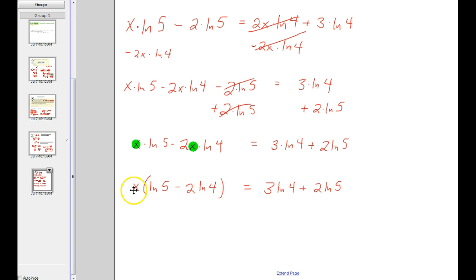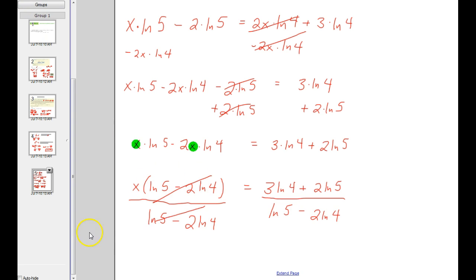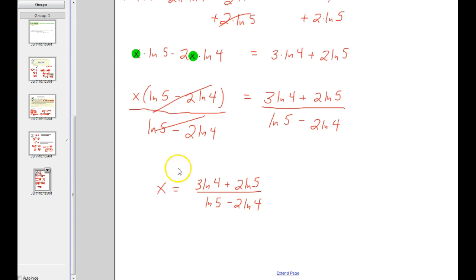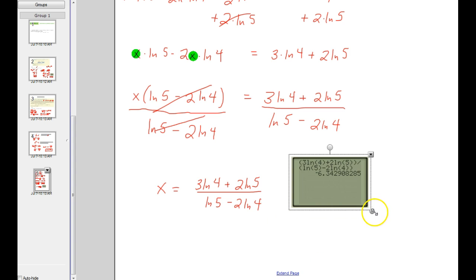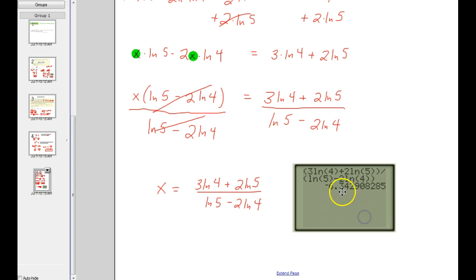And now I only have that one variable, and it's being multiplied by this equal to this other number. So just like if this had been 5x equals 15, I divide both sides by the number in front of x. Same thing, divide both sides by this number being multiplied by x. Alright, and so x equals 3 natural log of 4 plus 2 natural log of 5, all divided by the natural log of 5 minus 2 natural log of 4. There's the exact answer. Alright, it's an ugly answer, but it is the exact answer. And then if we plugged it into our calculator, we could get a decimal approximation for it as needed.